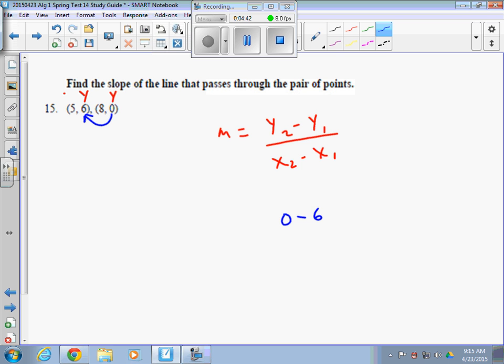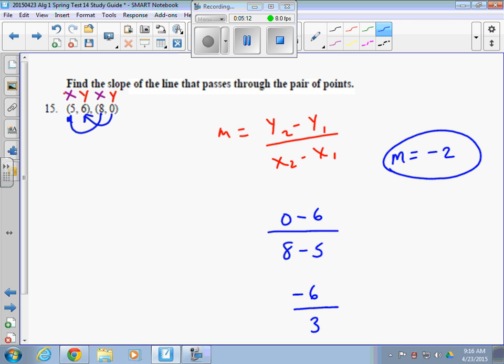That's fine. Over, we look at the x values of the 2 first ones, and we do the same thing. 8 minus 5. Make sure you go in the same way both times. So when we simplify this, 0 minus 6 is negative 6, and 8 minus 5 is 3. This says negative 6 divided by 3, or your slope is going to be negative 2. Remember, a negative divided by a positive is a negative. 6 divided by 3 is 2.